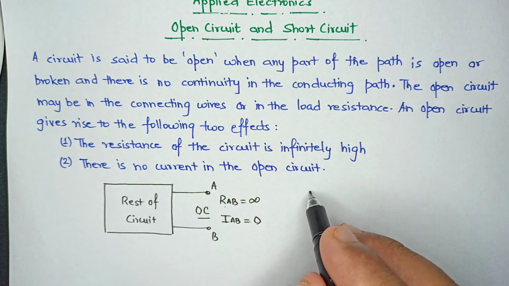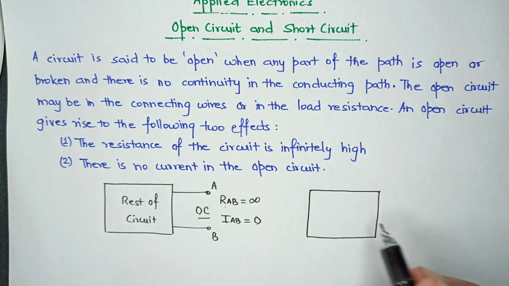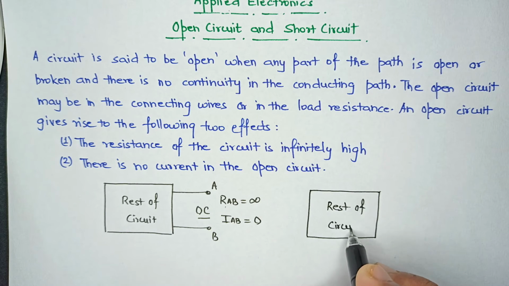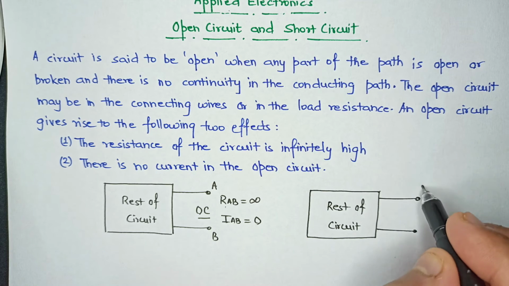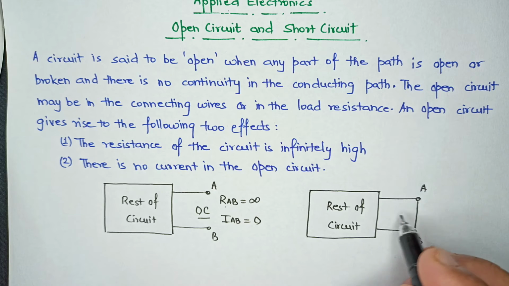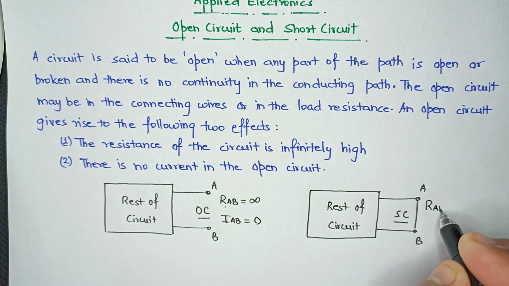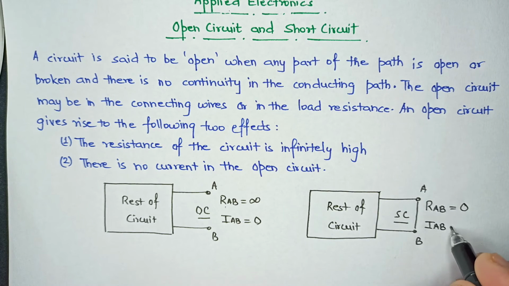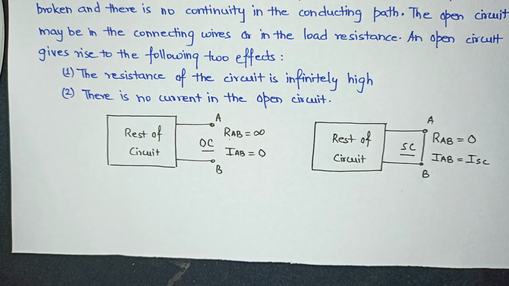Now let us in the same diagram see what a short circuit is all about. So let us say if I draw a box like this, and here I write this as rest of the circuit, and let me draw this as terminal A and this as terminal B. So when both of them are connected by a wire, this is the case of a short circuit or SC, and in this case the resistance across AB will be 0 and current across AB would be equal to the short circuit current.